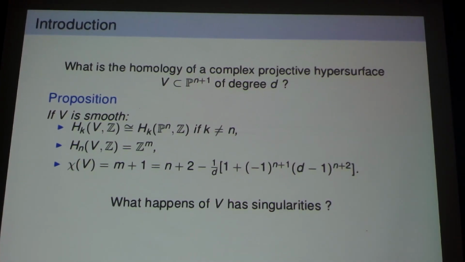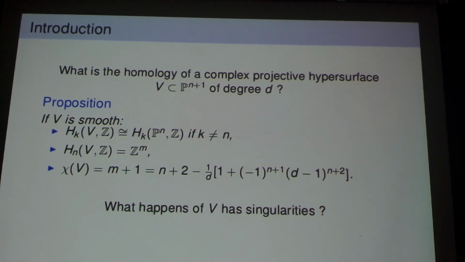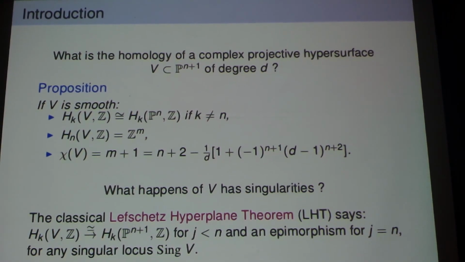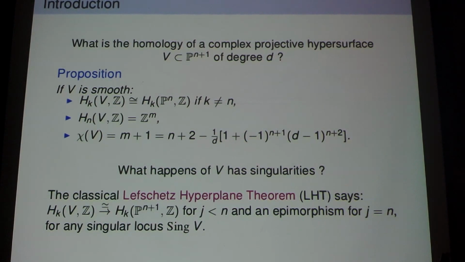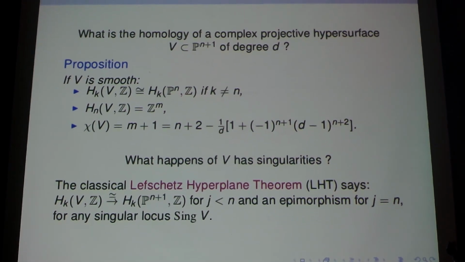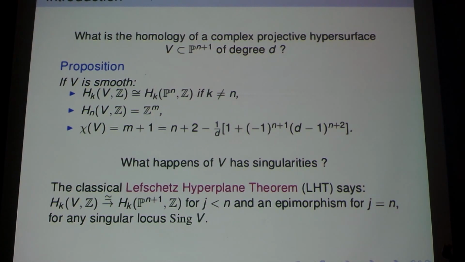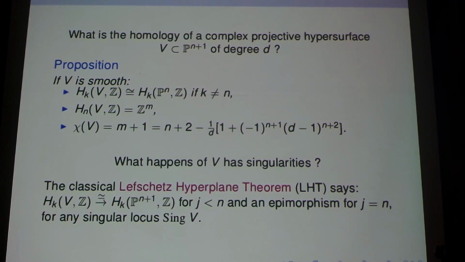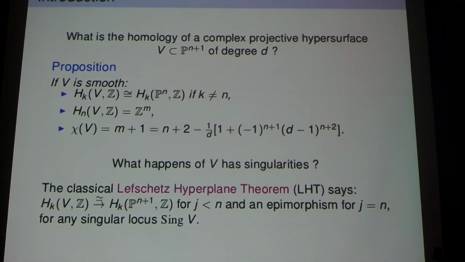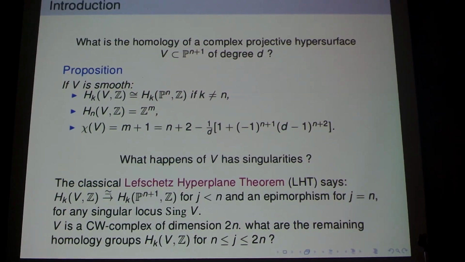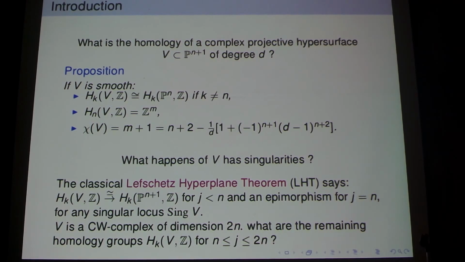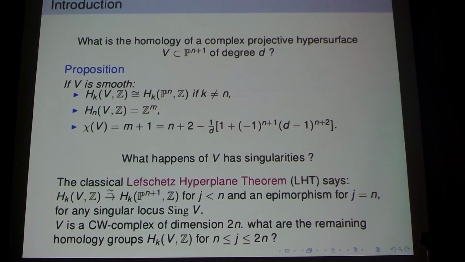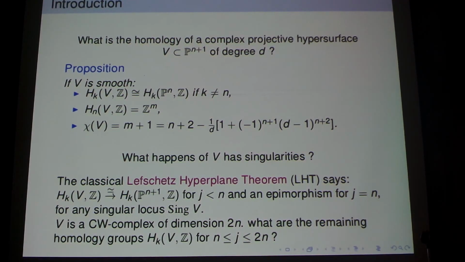And the next step is what happens in case of singularities. Then we only have this classical Lefschetz hyperplane theorem. And as I already mentioned, we have the homology group up to dimension n minus 1, and above n and higher is the task of our work. But it's sufficient to go up to dimension 2n, since the space has the structure of a CW complex of dimension 2n, so they are all zero above.